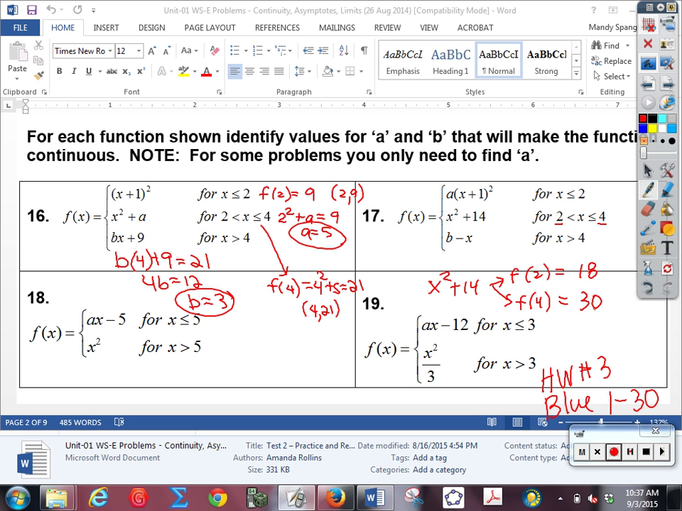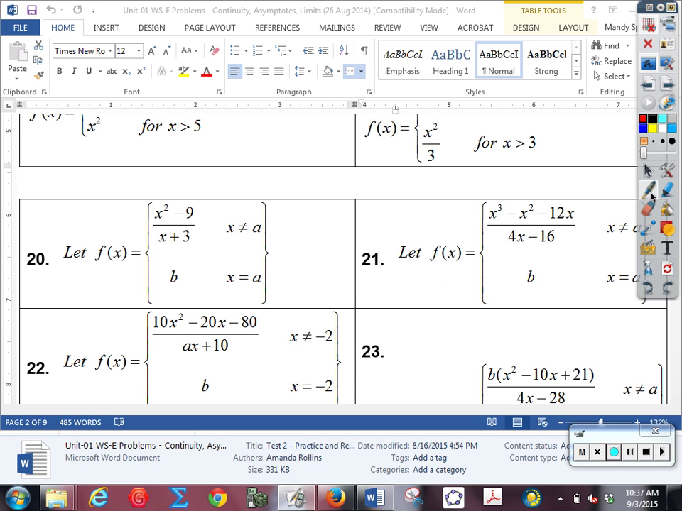Everyone look at number 20 quick. This one says f of x equals (x squared minus 9) over (x plus 3). x cannot equal what? What can x not equal? Here's a, but what does a have to be? That's going to be a problem. Yeah, so you know that a equals -3. Now you know down here that when x equals -3, you have to figure out what b is going to be.